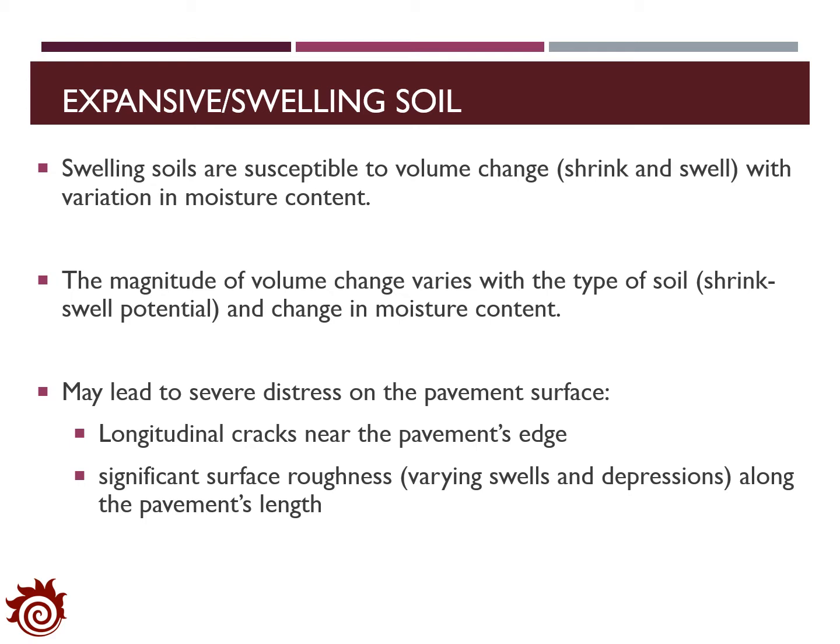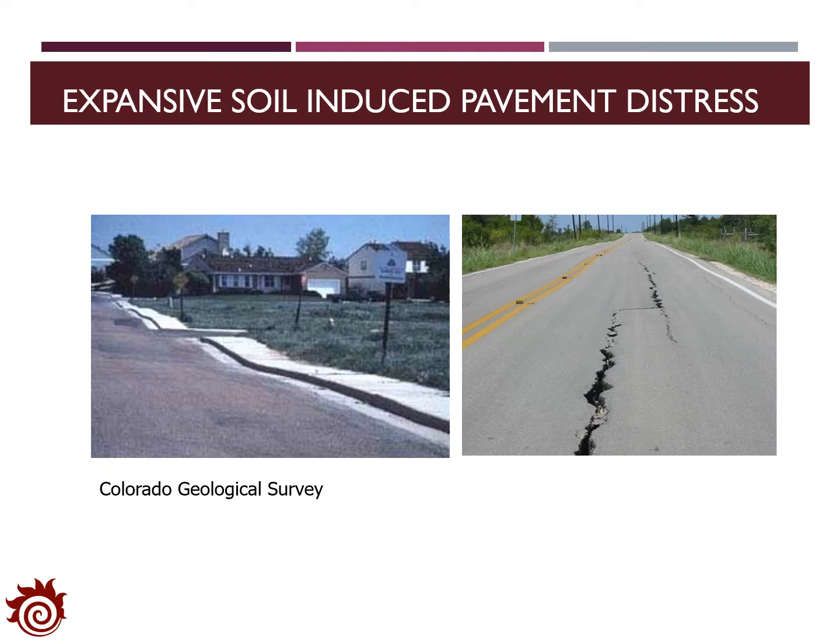Usually, the expansive soil can lead to severe distress on the pavement surface. It could either cause the longitudinal crack near the pavement edges, or they can cause significant surface roughness along the pavement length. These two figures demonstrate the distresses caused by the expansive soils. The figure on the left shows the roughness caused by the expansive soil along the whole pavement surface, and the figure on the right demonstrates one longitudinal crack caused by the expansive soil.